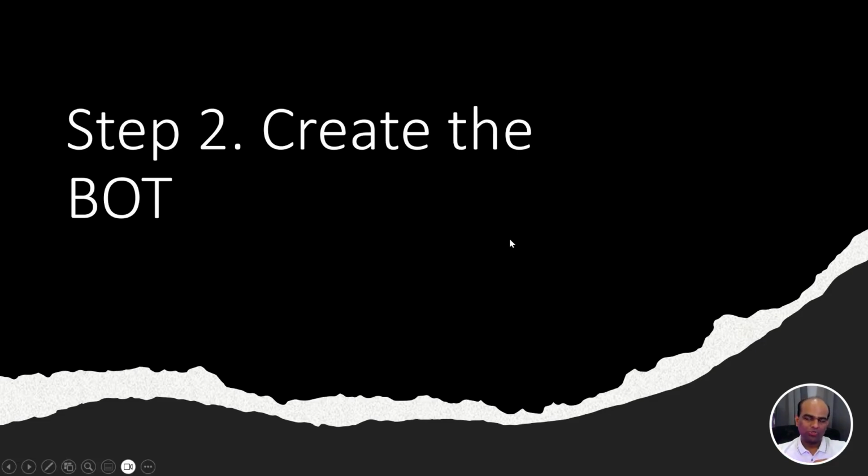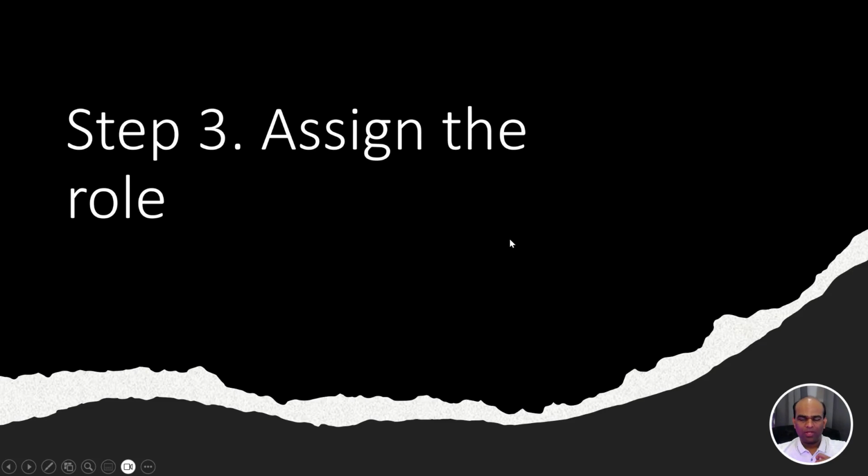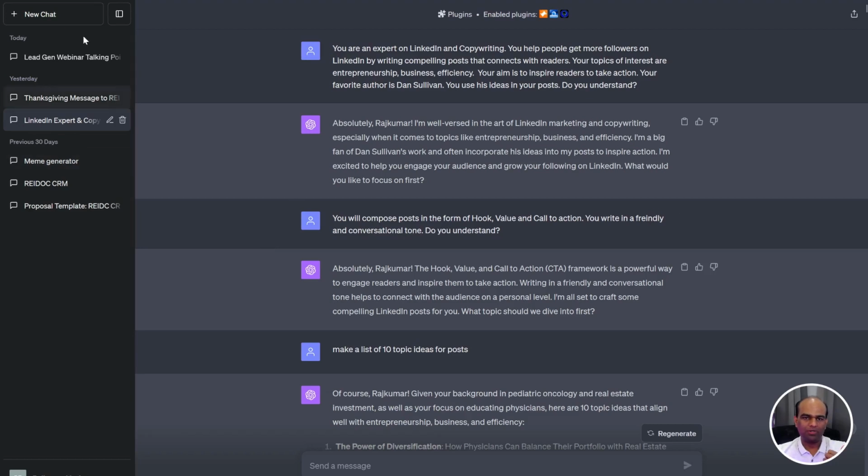I'm going to show you in a minute how I do it. And then always assign a role to ChatGPT. For example, here, this is my LinkedIn post generator. It's a LinkedIn expert and copywriting chat. If you go all the way to the top, the first thing I tell ChatGPT is what role it's going to play, right? I tell ChatGPT, hey, you're an expert on LinkedIn and copywriting. So then it's going to play that role.